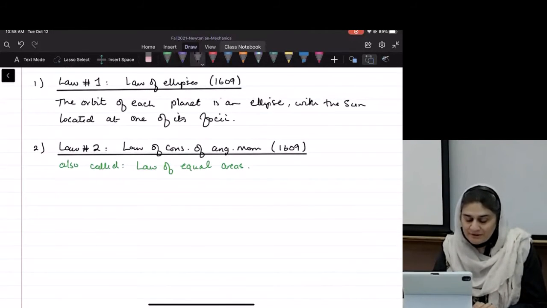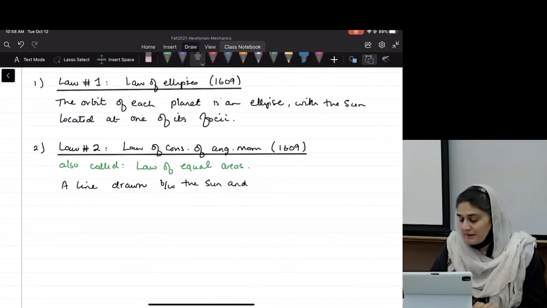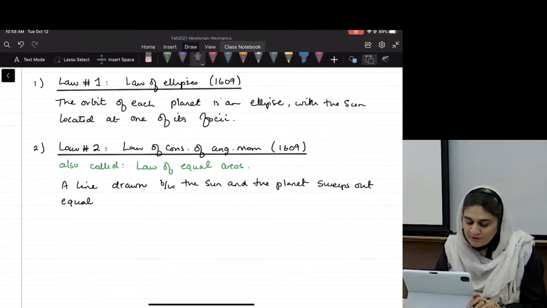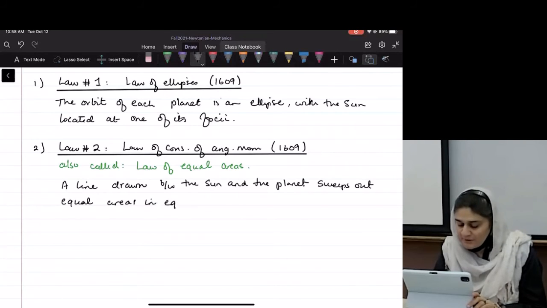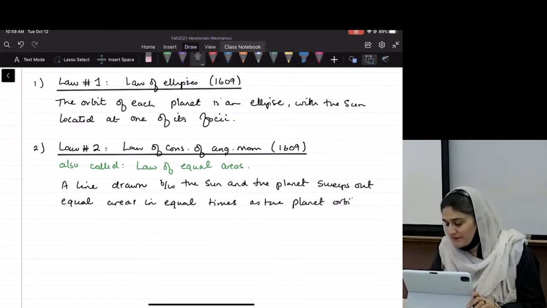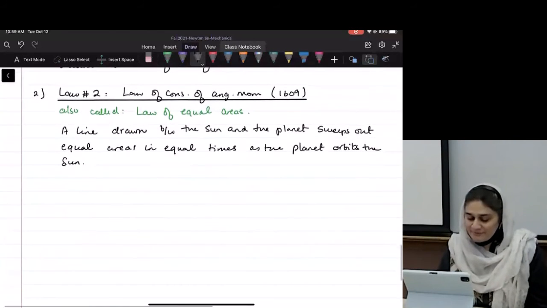This law states a line drawn between the sun and the planet sweeps out equal areas in equal times as the planet orbits the sun.